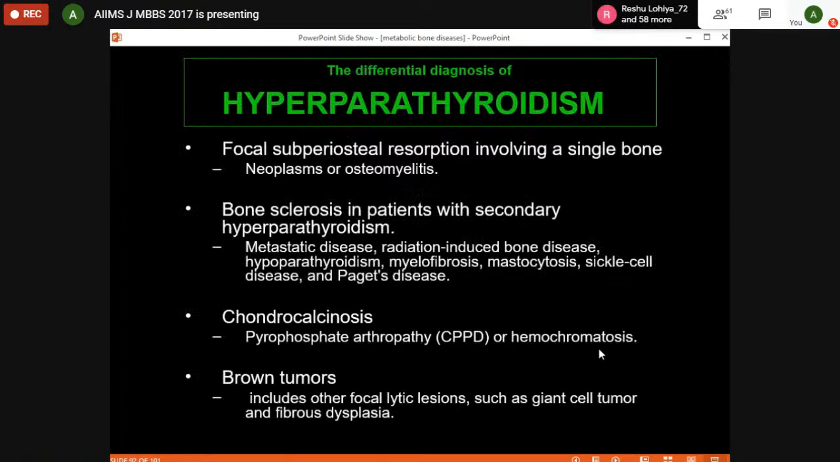What are the differential diagnoses of hyperparathyroidism? So focal subperiosteal resorption involving a single bone like neoplasm or osteomyelitis, bone sclerosis in patients with secondary hyperparathyroidism like metastatic bone disease, radiation-induced bone disease, hypoparathyroidism, myelofibrosis, mastocytosis, sickle cell disease, and Paget's disease, chondrocalcinosis, pyrophosphate arthropathy or hemochromatosis, Brown's tumor like focal lytic lesions, as well as giant cell tumor and fibrous dysplasia.